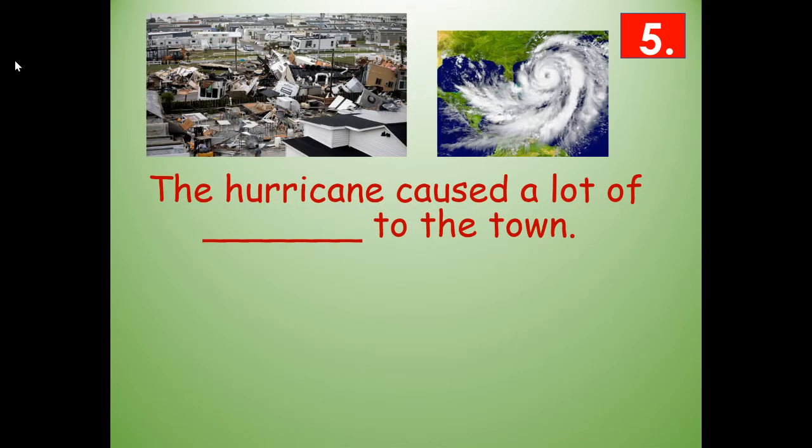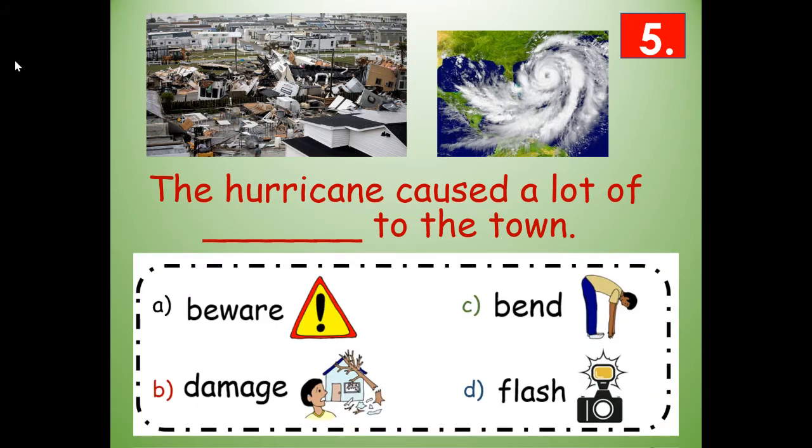Number 5, the hurricane caused a lot of blank to the town. The hurricane caused a lot of beware to the town. The hurricane caused a lot of damage to the town. The hurricane caused a lot of bend to the town, or the hurricane caused a lot of flash to the town. What makes the most sense given our picture clues and where the word is in the sentence?